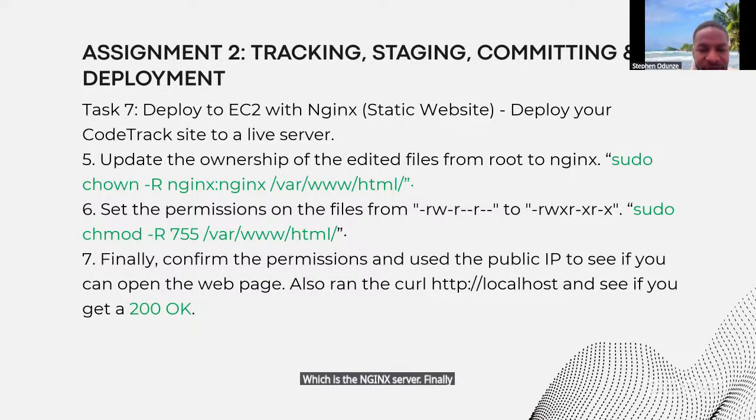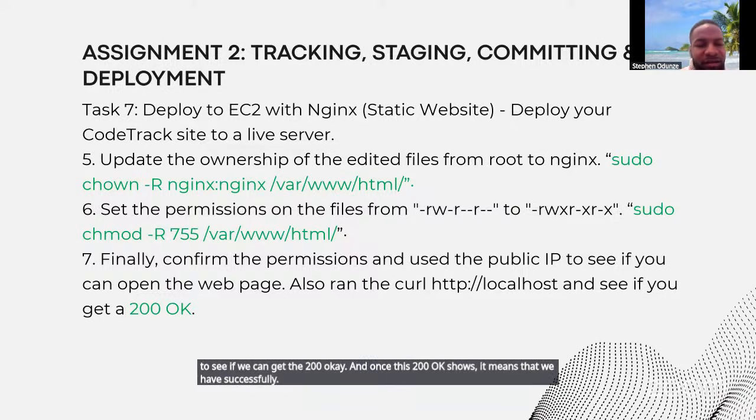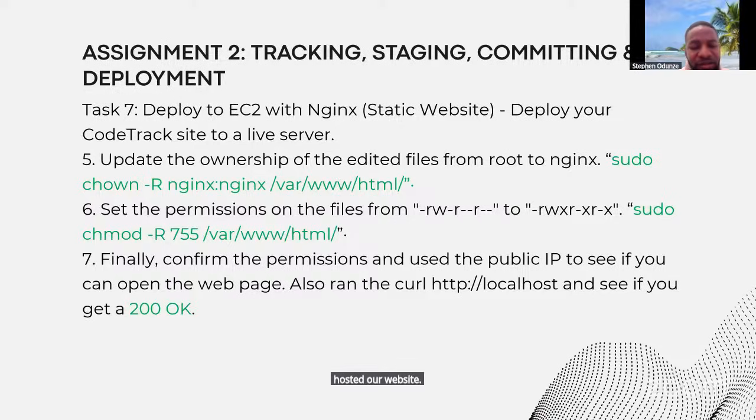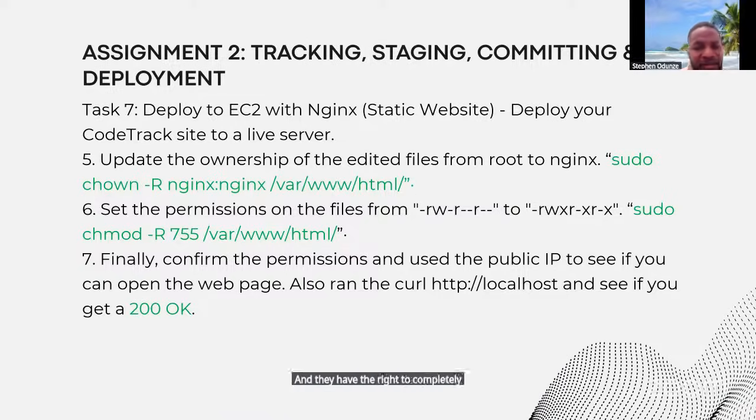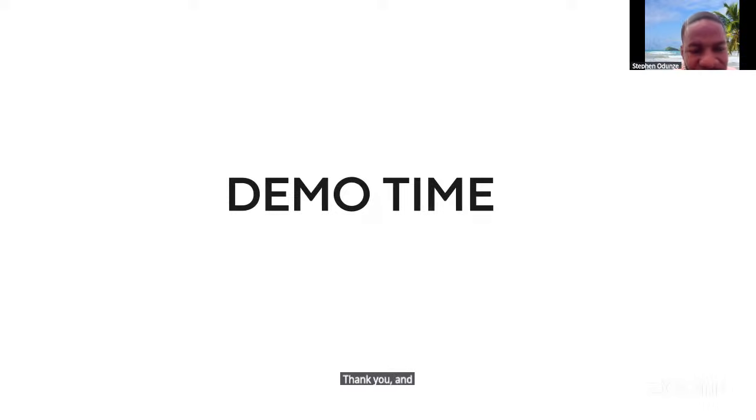Finally, we're going to confirm our permission and use the public IP to see if we can open the web page. And once we open that web page, we can run our curl http://localhost to see if we can get the 200 OK. Once this 200 OK shows, it means that we have successfully hosted our website on the Nginx server. Not just hosting it, but making sure ownership is given to the Nginx server and they have the rights to completely host this. Thank you, and we're going to our demo.